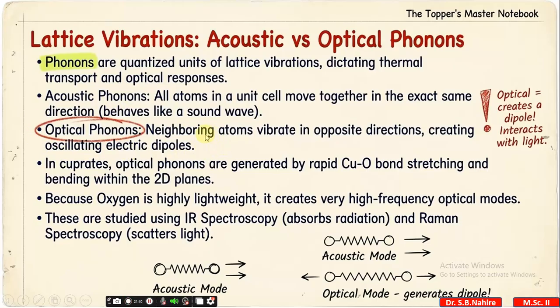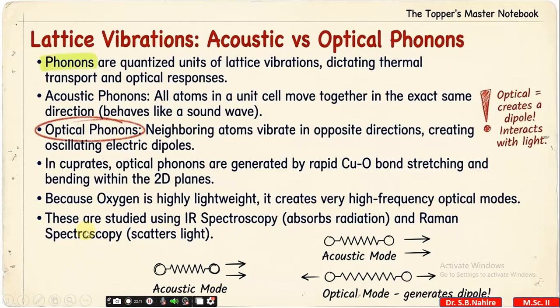Now, in cuprates, optical phonons are mainly generated due to rapid stretching and bending of copper-oxygen bonds. This happens within the two-dimensional CuO2 planes. Next point. Oxygen atoms are very lightweight. Because of this, they can vibrate at very high frequencies. So, optical phonons in these materials have high frequency.